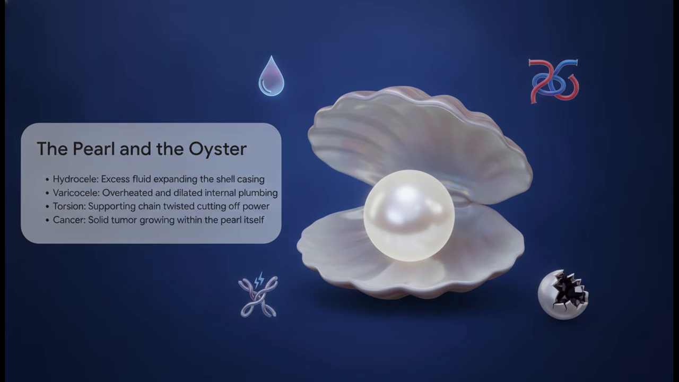A hydrocele simply expands that shell casing with excess fluid, but the pearl itself is totally fine. A varicocele? That means the internal plumbing, the venous plexus surrounding the cord, is overheated and dilated. Torsion means the supporting chain is twisted on itself, completely cutting off the power supply. And testicular cancer? Well, that's a solid intrinsic flaw growing directly within the matrix of the pearl itself.